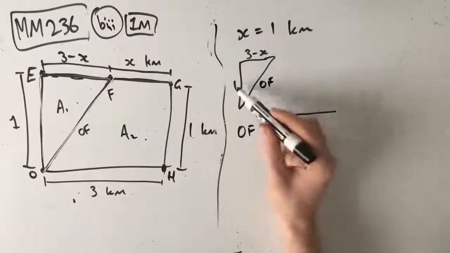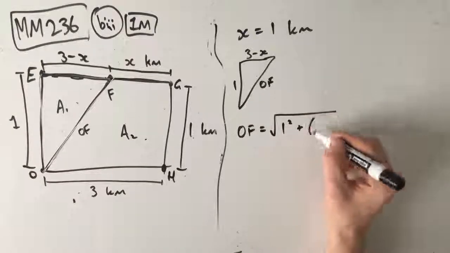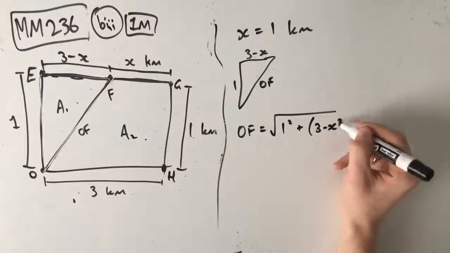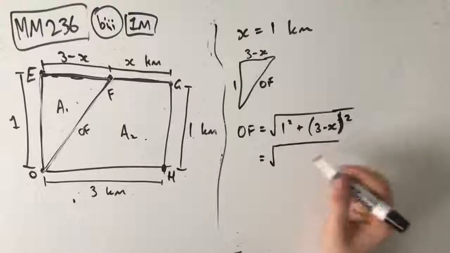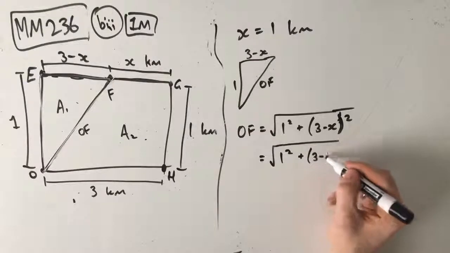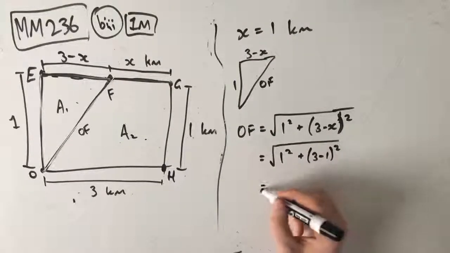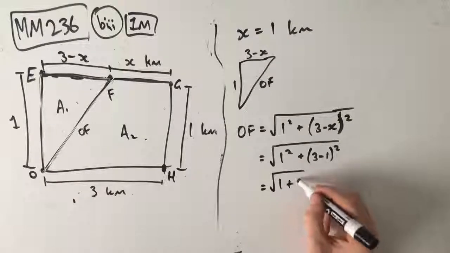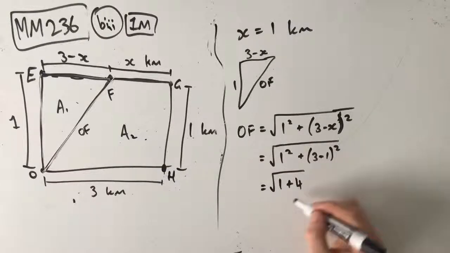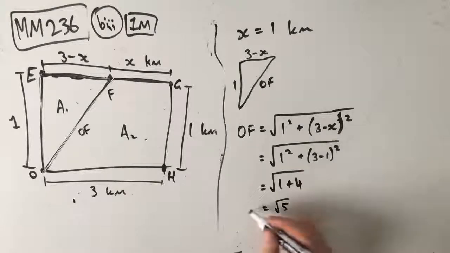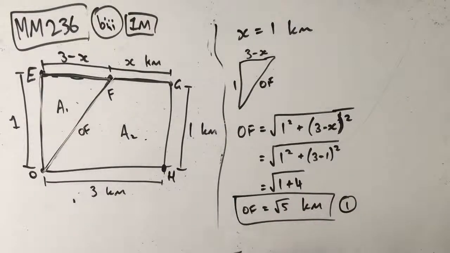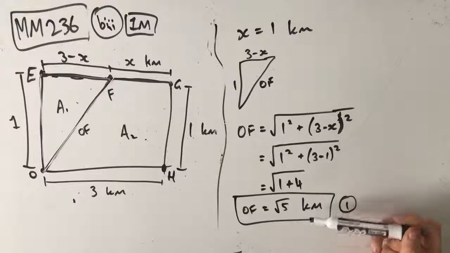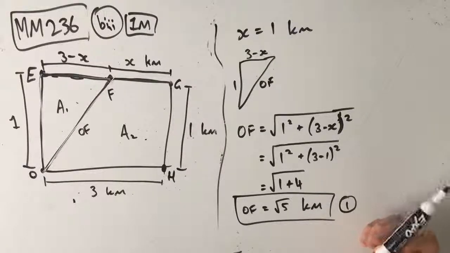Which means that OF is equal to the square root of this squared, so 1 squared plus (3 minus x) squared, according to Pythagoras. And we also know that x is equal to 1, right? So 1 squared plus (3 minus 1) squared, which means that we get the square root of 1 plus, 3 minus 1 is 2, 2 squared is 4, so 1 plus 4, which is the square root of 5 kilometers. It's our first and final mark, and our final answer. So we just need to make sure that we include our kilometers, as in our units, because we're talking about length. But that's it for part B, III.